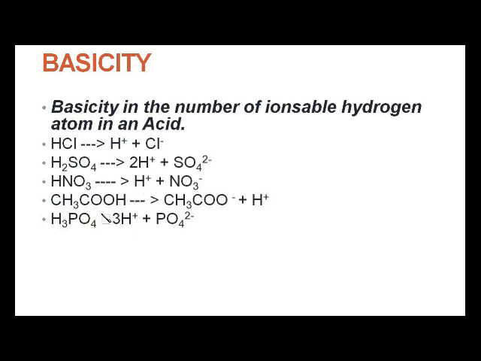The basicity of acetic acid is also 1 because the ionizable hydrogen atom is 1 here, and the basicity of phosphoric acid here is 3 because the ionizable hydrogen atoms here are 3. So this is tribasic, this is monobasic, this is monobasic as well. Sulfuric acid is dibasic, while hydrochloric acid is monobasic.